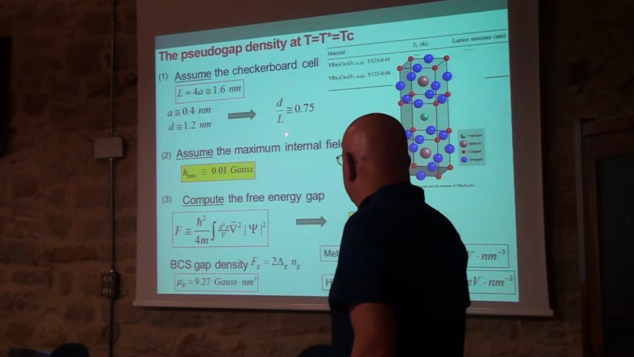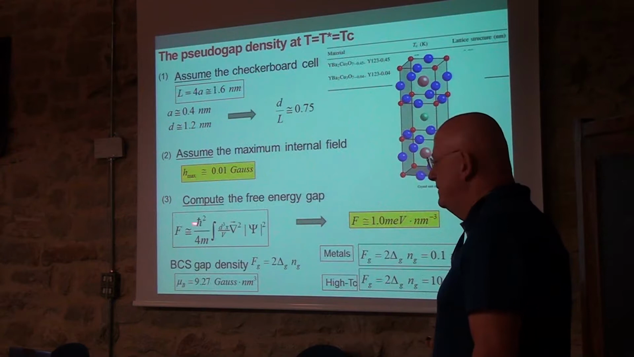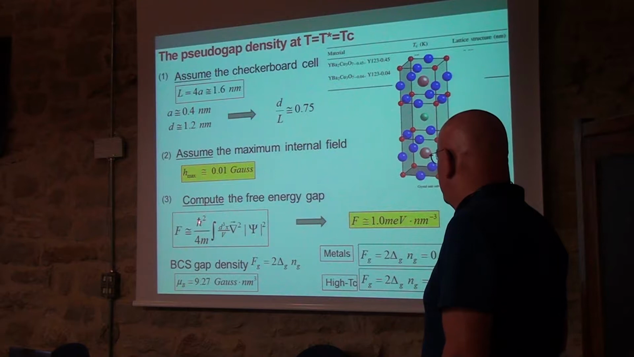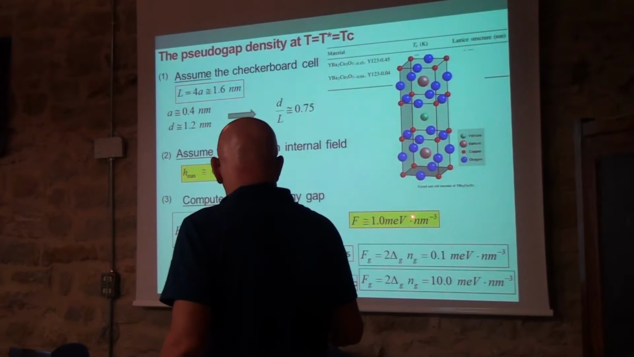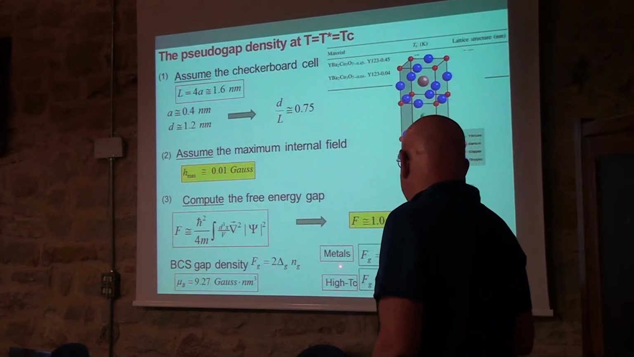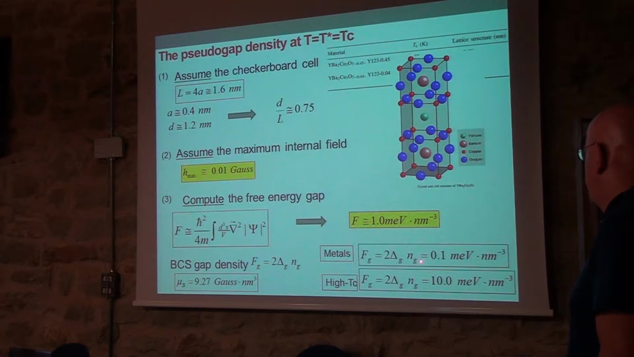And then I'll go to this free energy gap that comes out of the present arguments, and I find that the value of this gap is 1 MeV. This is a gap density per nanometer cubed. Just to give you an idea, for metals, this density, that's 2 times the gap times the density of copper pairs, is 0.1 MeV.